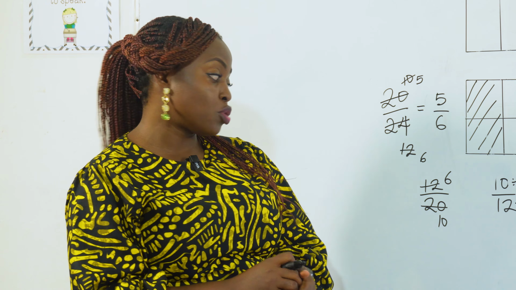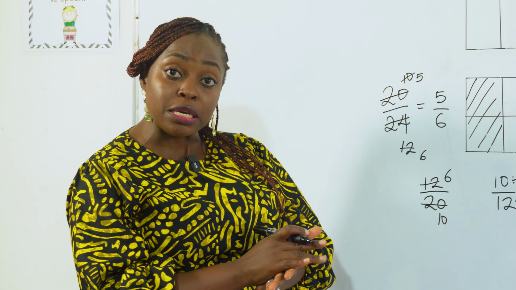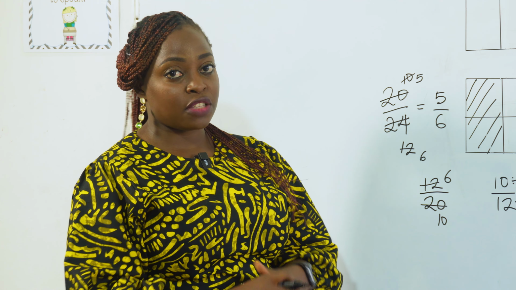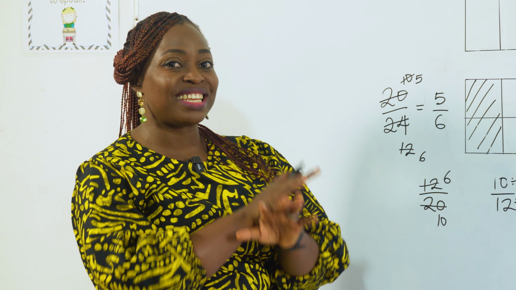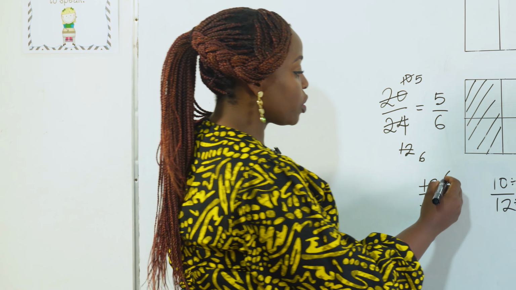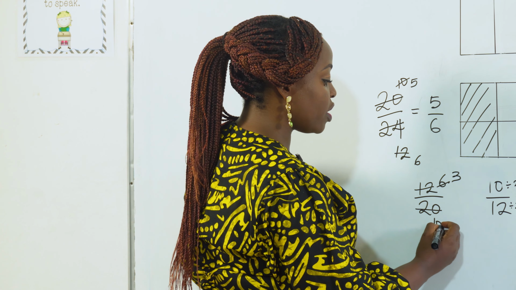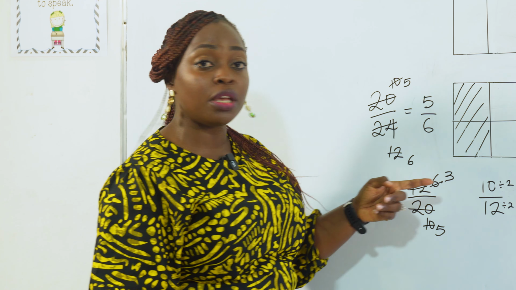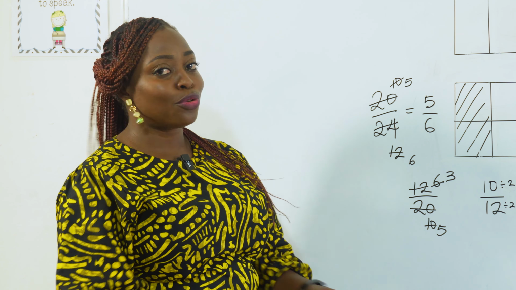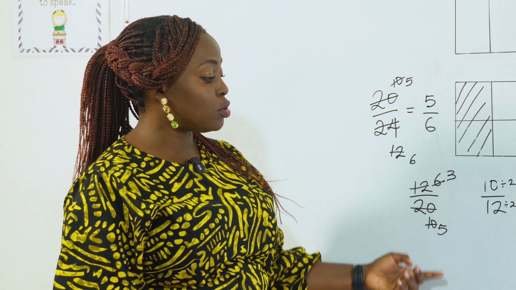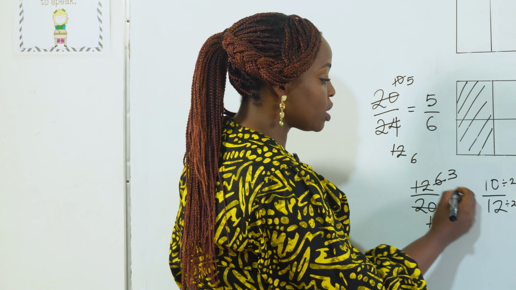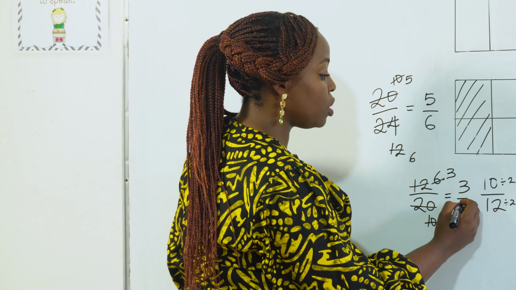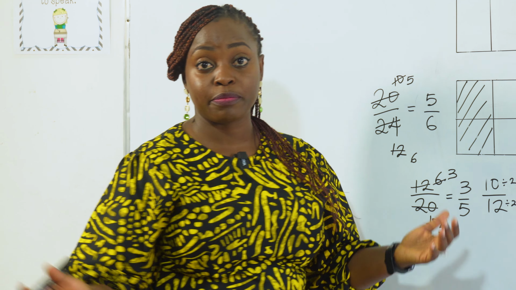Remember, in reducing fractions, you're dividing until there is no number aside from 1 that can divide both the top and the bottom. Then you know you've gotten your fraction in its simplest form. So I'm going to divide this by 2. I would have 3. I divide this by 2. I have 5. Now I have 3 over 5. There's no number aside from 1 that can divide these two numbers without a remainder. So my fraction 12 over 20 in its simplest form is 3 over 5.